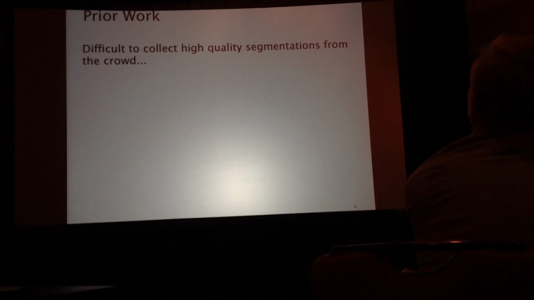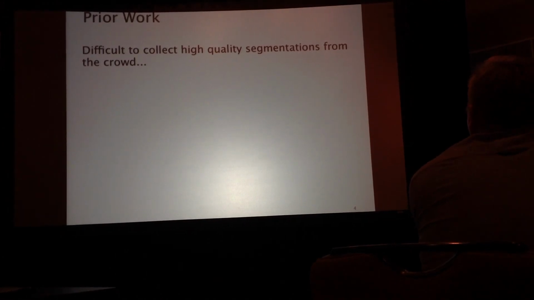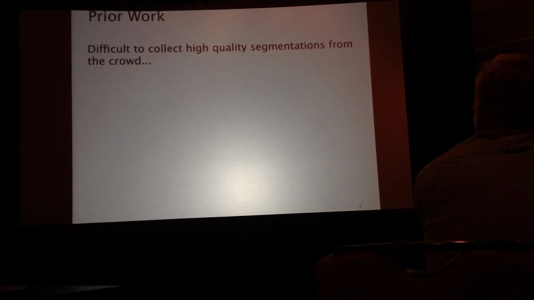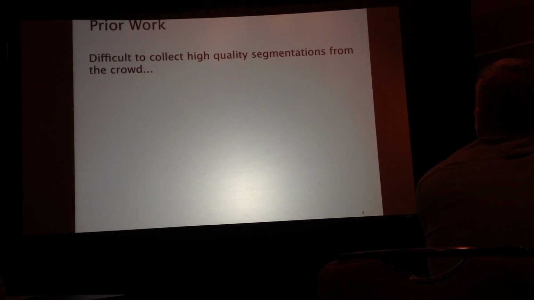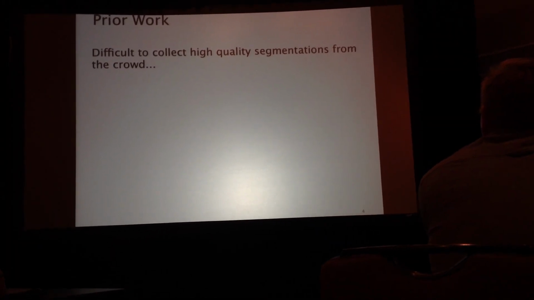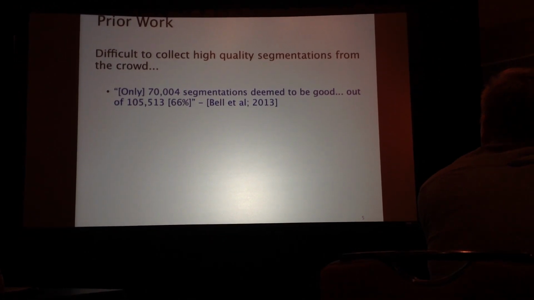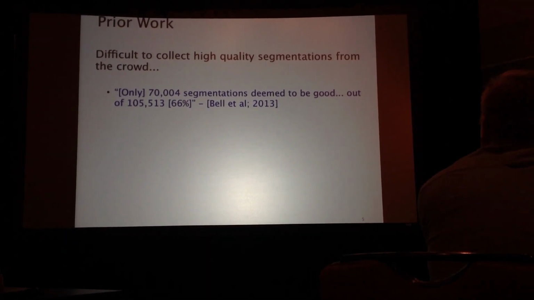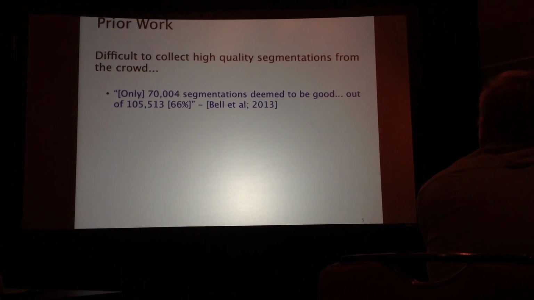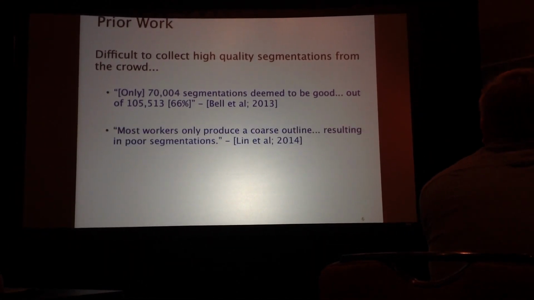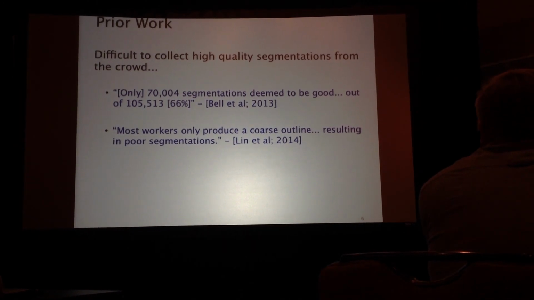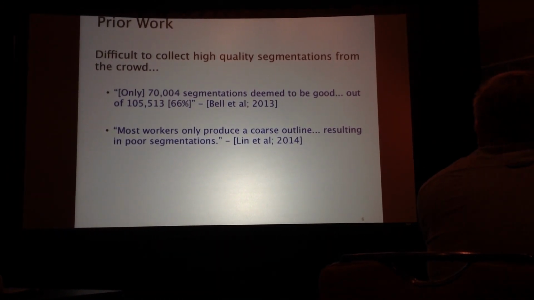So if you look into the prior work about crowdsourcing the collection of these segmentations, what you'll find is that it's often stated that it's difficult to collect high-quality segmentations from the crowd. So you might read quotes like, only 70,000 segmentations are deemed good out of 105,000, so about 33% of the results are getting discarded. Other literature states most workers only produce a coarse outline resulting in poor segmentations.